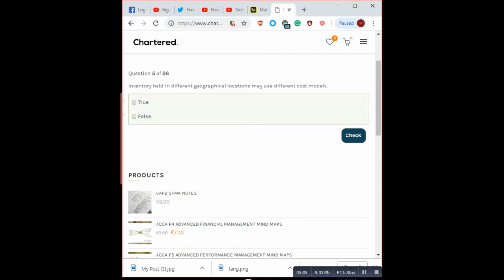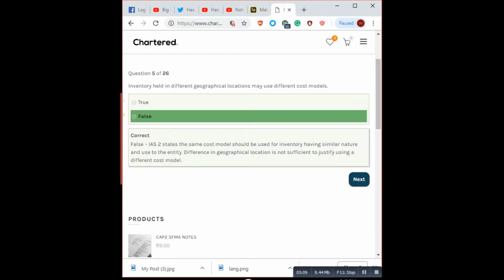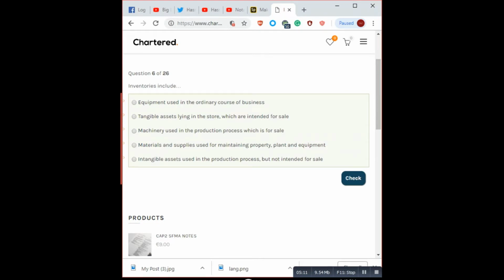And inventories include equipment used in the ordinary course of business, tangible assets lying in the store which are intended for sale. That is the correct answer. Let's see, machinery used in the production process which is for sale, and not necessarily in the production process. Materials and supplies used for maintaining property, plant, and equipment. Intangible assets is not the question. So tangible assets lying in the store which are intended for sale.